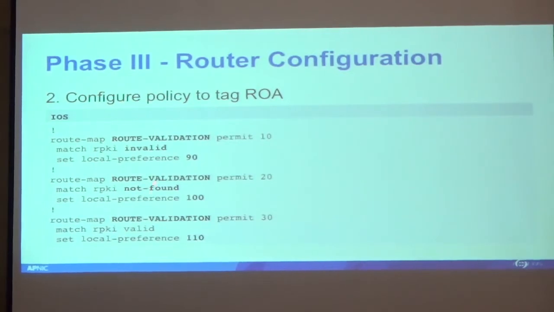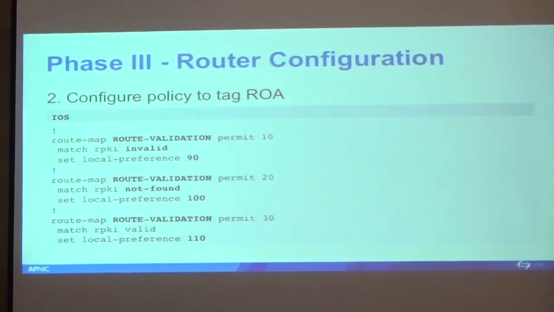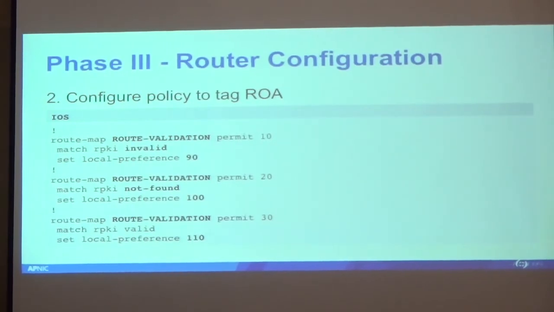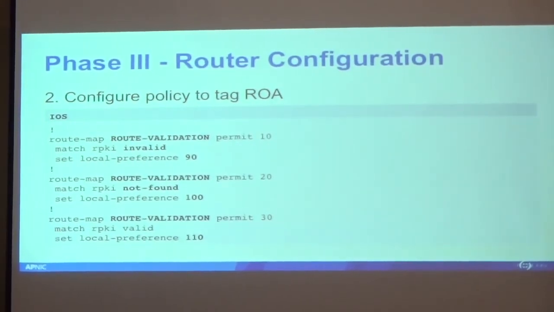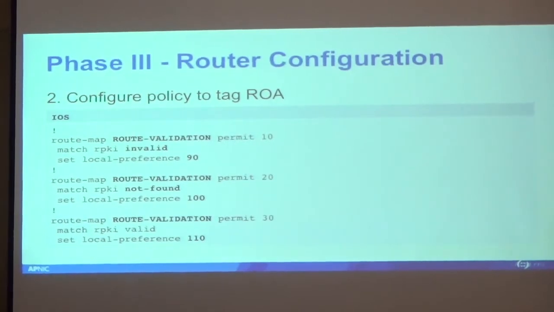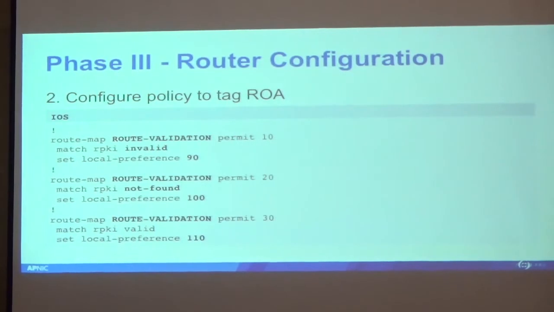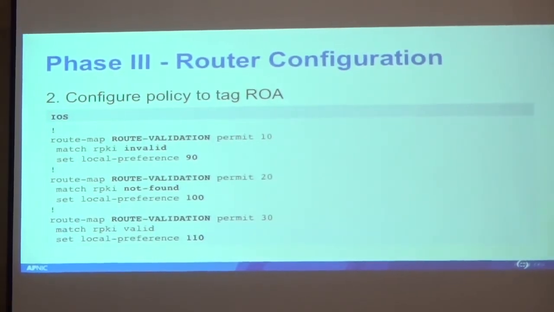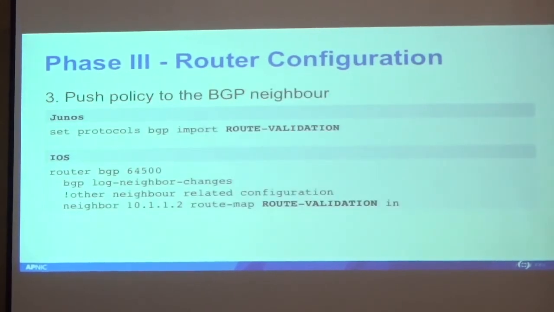In this example, we've set local preference. For valid routes, we set local preference to 110. We set it to 90 if it's invalid, and to 100 if it's not found. Meaning we're giving more preference to valid routes over invalid and unknown routes, but we're not totally dropping them. I don't think that's a good idea to do at the moment, unless you're doing some research. But here you can give priority to some valid prefixes.